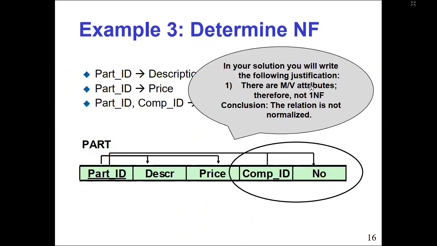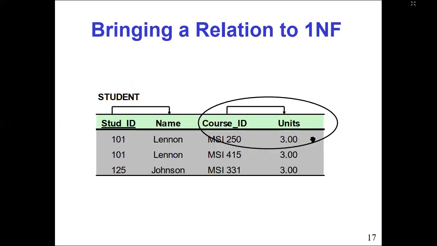There are multi-value attributes, therefore not in 1NF. Conclusion: the relation is not normalized, or we can write 0NF. Right. Now we are going to do the breaking part. How are we going to do this one? Okay, students, look carefully. Okay, easy.